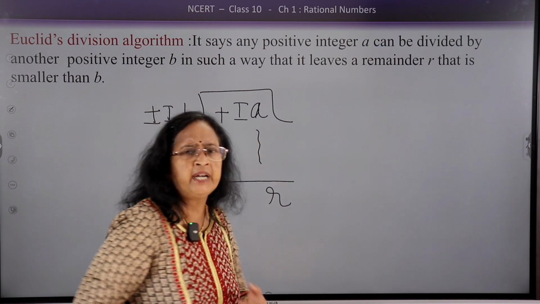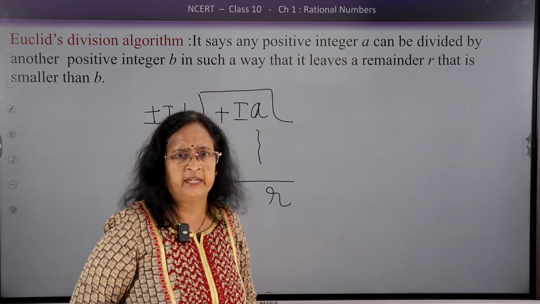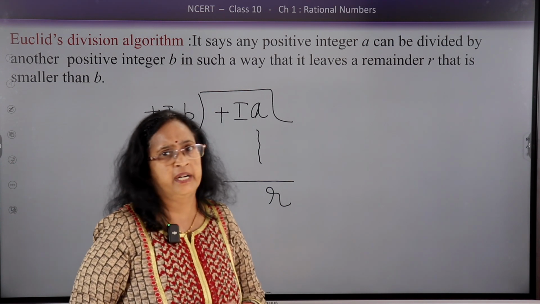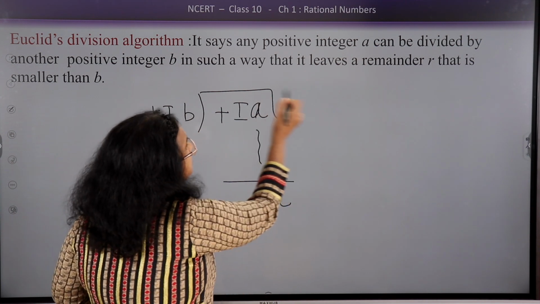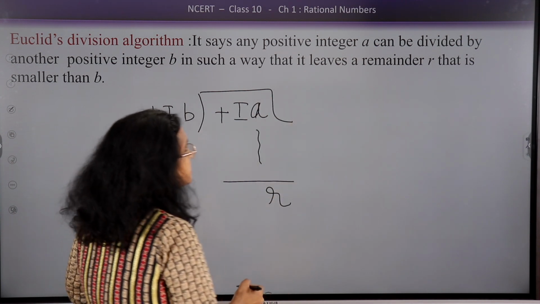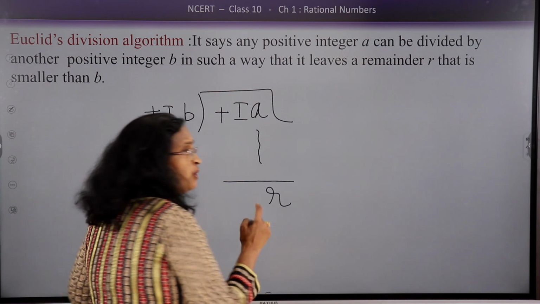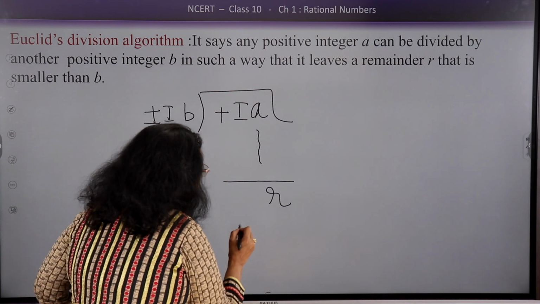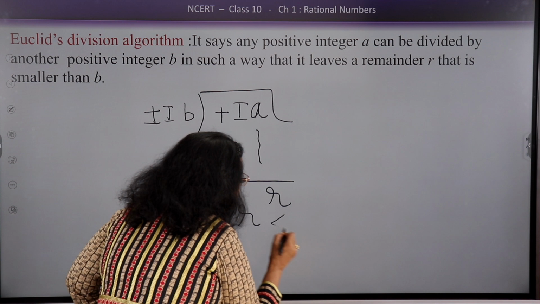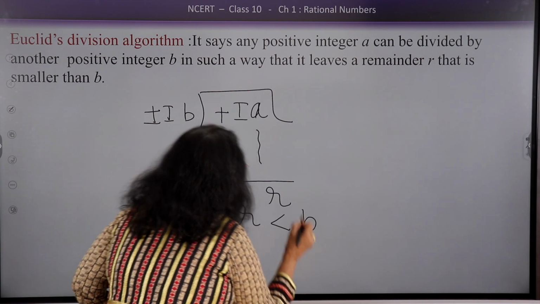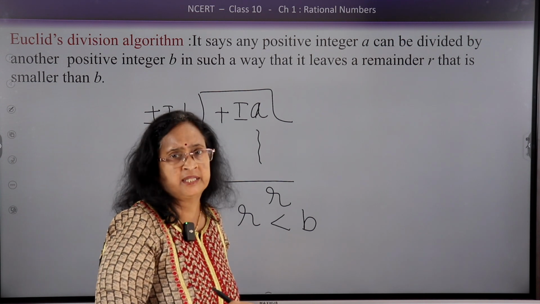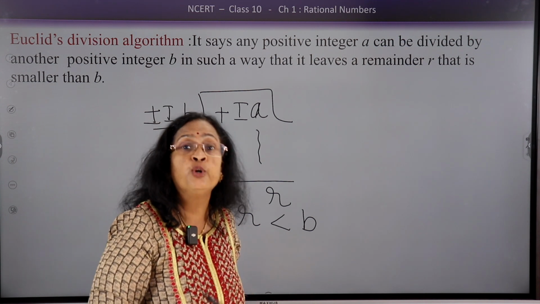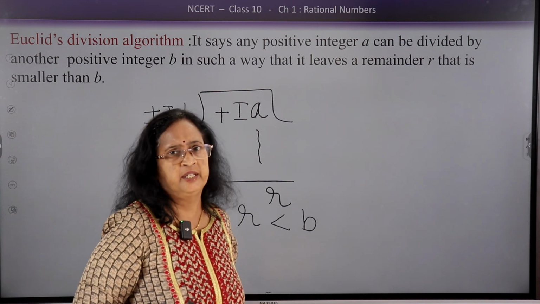So when you divide, children, definitely you get a remainder. Maybe 0, but you get a remainder. It leaves a remainder r such that, the final condition, this r is always less than the positive integer b. It has to be less. This is Euclid's division algorithm.